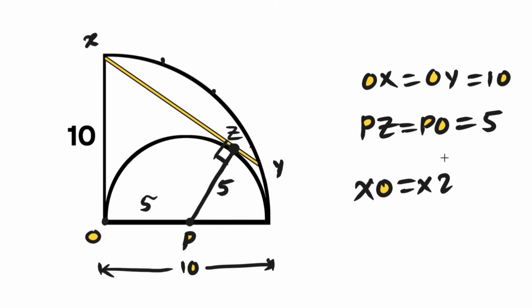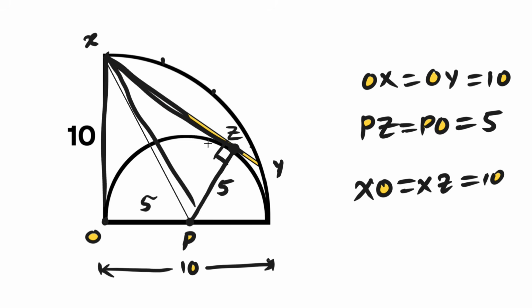Also, XP is common to the two triangles we are considering. So now we have 3 corresponding equal sides. XO equals XZ, PO equals PZ, and XP is common. Therefore, triangles XOP and XZP are congruent by side-side-side congruence, and this congruence gives us an important angle relationship. The segment XP divides the angle between XO and the tangent line XZ into 2 equal angles. Let each of these smaller angles be theta. So, the complete angle between XO and XZ is 2 theta.